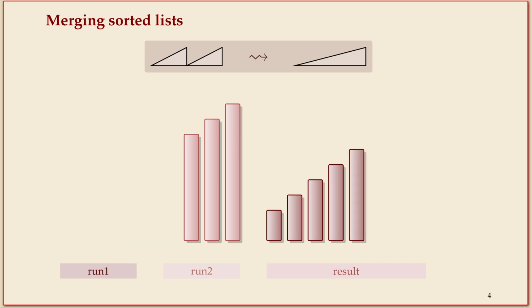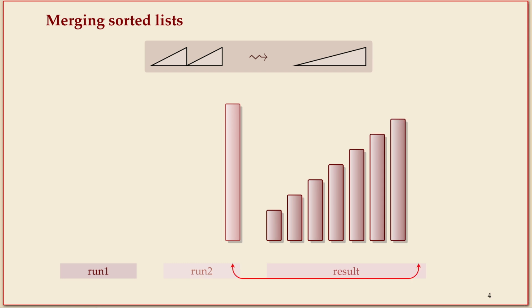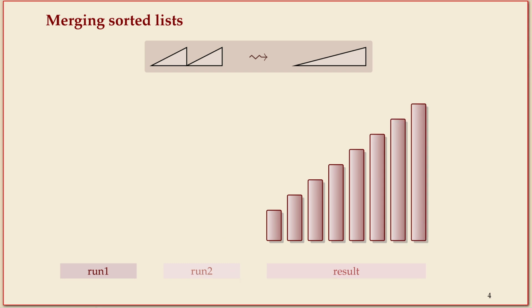And sometimes you can take a shortcut if you've completely exhausted one of the runs. The rest you can just copy over because there's nothing else to compare them to. And that's basically merging. Now that's not sorting yet. We already needed two sorted parts, but we could produce from two sorted parts one big sorted part. That's what we've done so far.